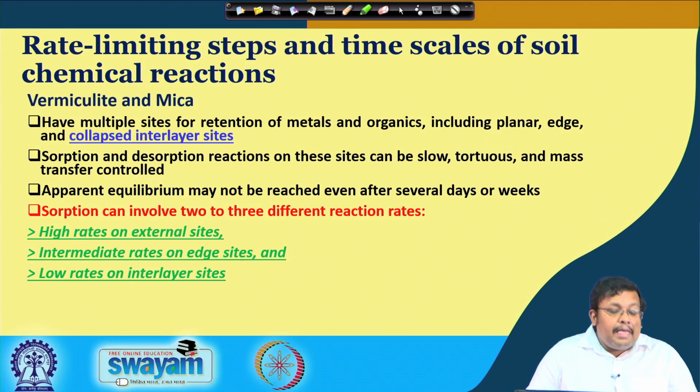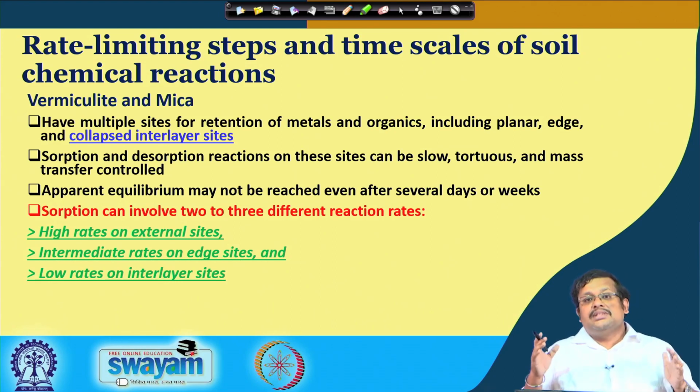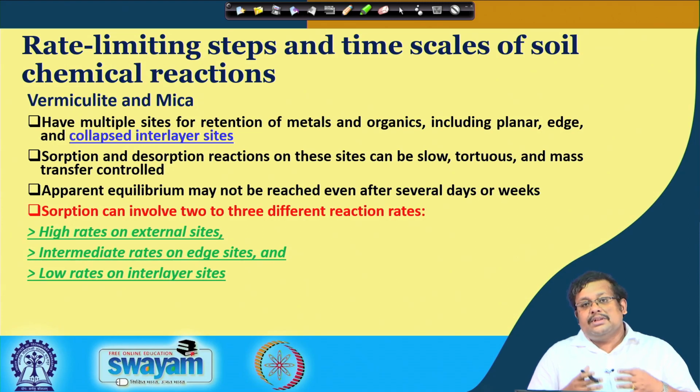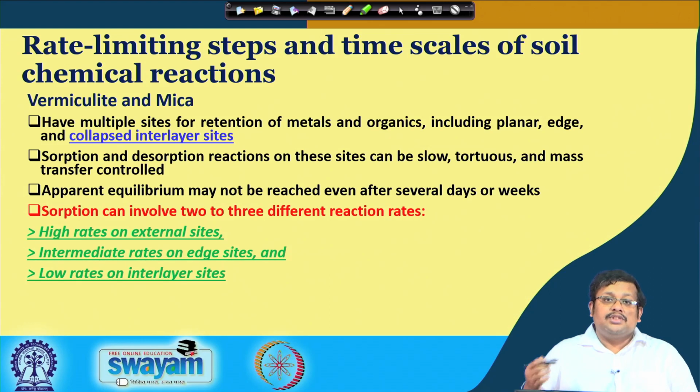In contrast, vermiculite and mica have multiple sites for retention of metals and organics, including the planar edge and collapsed interlayer sites. Due to the presence of potassium ion in the interlayer site, the interlayer space is collapsed, and as a result sorption and desorption mechanisms on this site can be very slow and very tortuous. So, sorption can involve three reactions: a high rate of reaction at the external sites, intermediate at the edge, and a low rate at the interlayer sites.